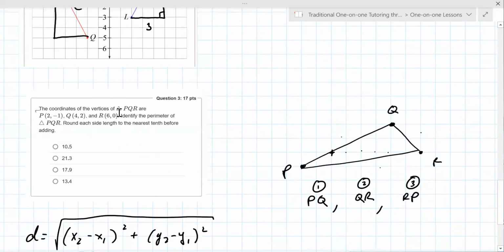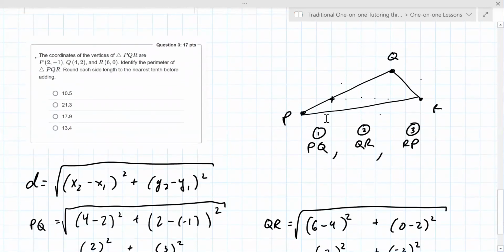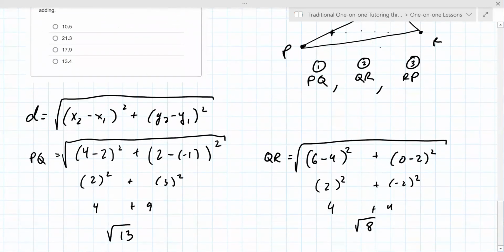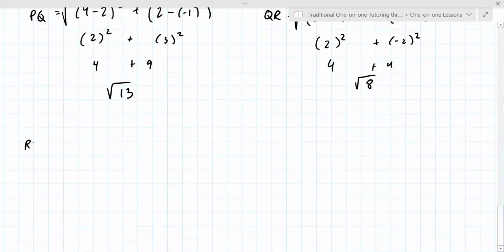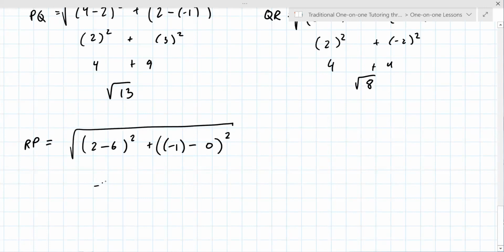Okay. And then the last one is R to P or P to R. It doesn't really matter because they're the same distance. So let me write that down here. So R to P is the square root of (2 minus 6) squared plus (negative 1 minus 0) squared. And you end up getting negative 4 squared plus negative 1 squared. Again, these are always in parentheses because when you square them, it has to be positive. Square root of 17. So you've got these 3 numbers here to add up. Okay.